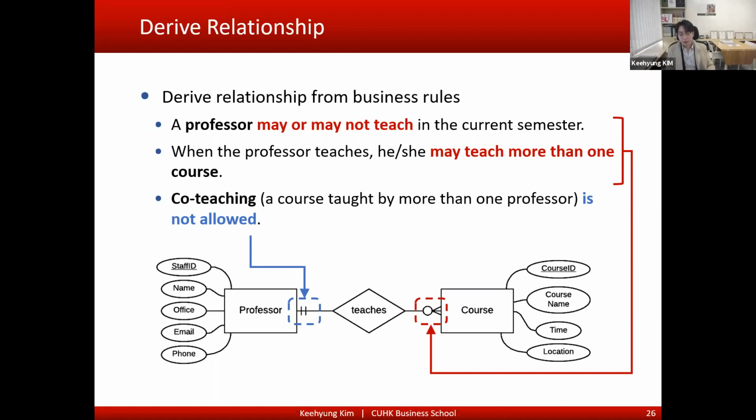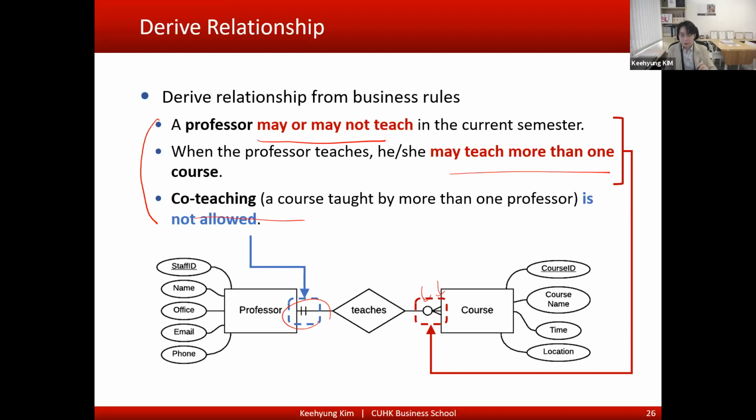So, earlier example again, if I just go really quickly, we have these business rules between professor and course. When we have a binary relationship, we simply read the business rules and we are able to infer the cardinality. It says may or may not teach, so minimum is 0, and may teach more than one course, so maximum is many. Same for here. Co-teaching is not allowed, so only 1 and 1, like this.